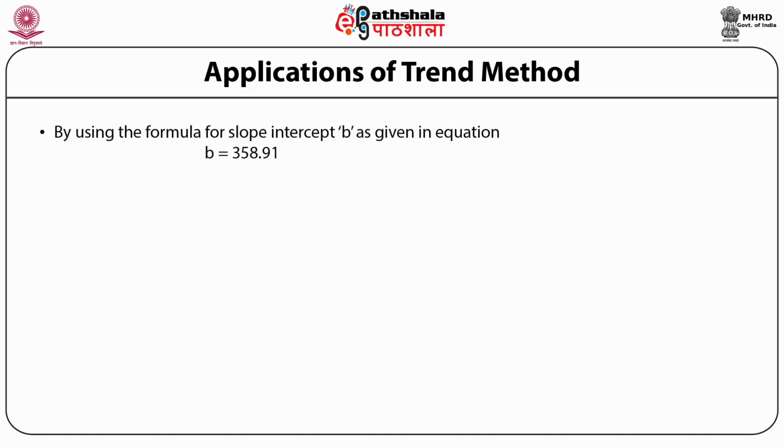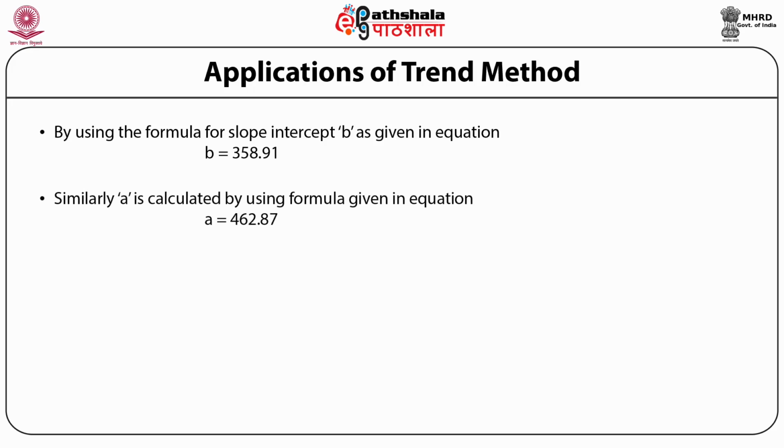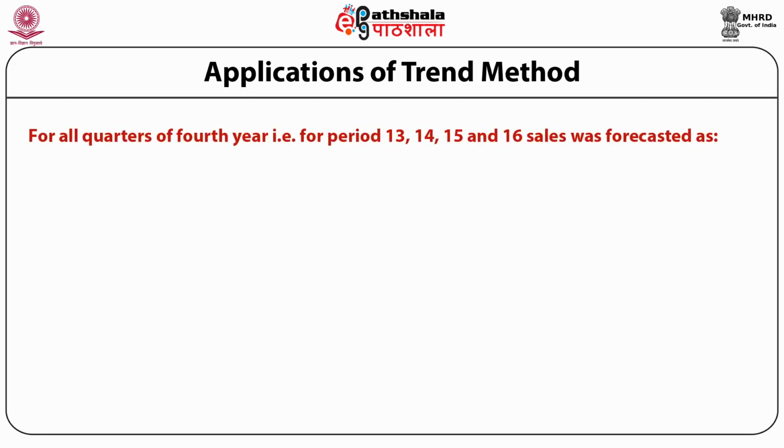By using the formula for slope b as given in the equation discussed above, it was estimated that b would be 358.91. Similarly, a is calculated by using the formula given in the equation, and a is equal to 462.87. Thus, the regression equation becomes y is equal to 462.87 plus 358.91 into x. For all quarters of the fourth year, that is for period 13, 14, 15 and 16, sales were forecasted by using the above estimated equation.